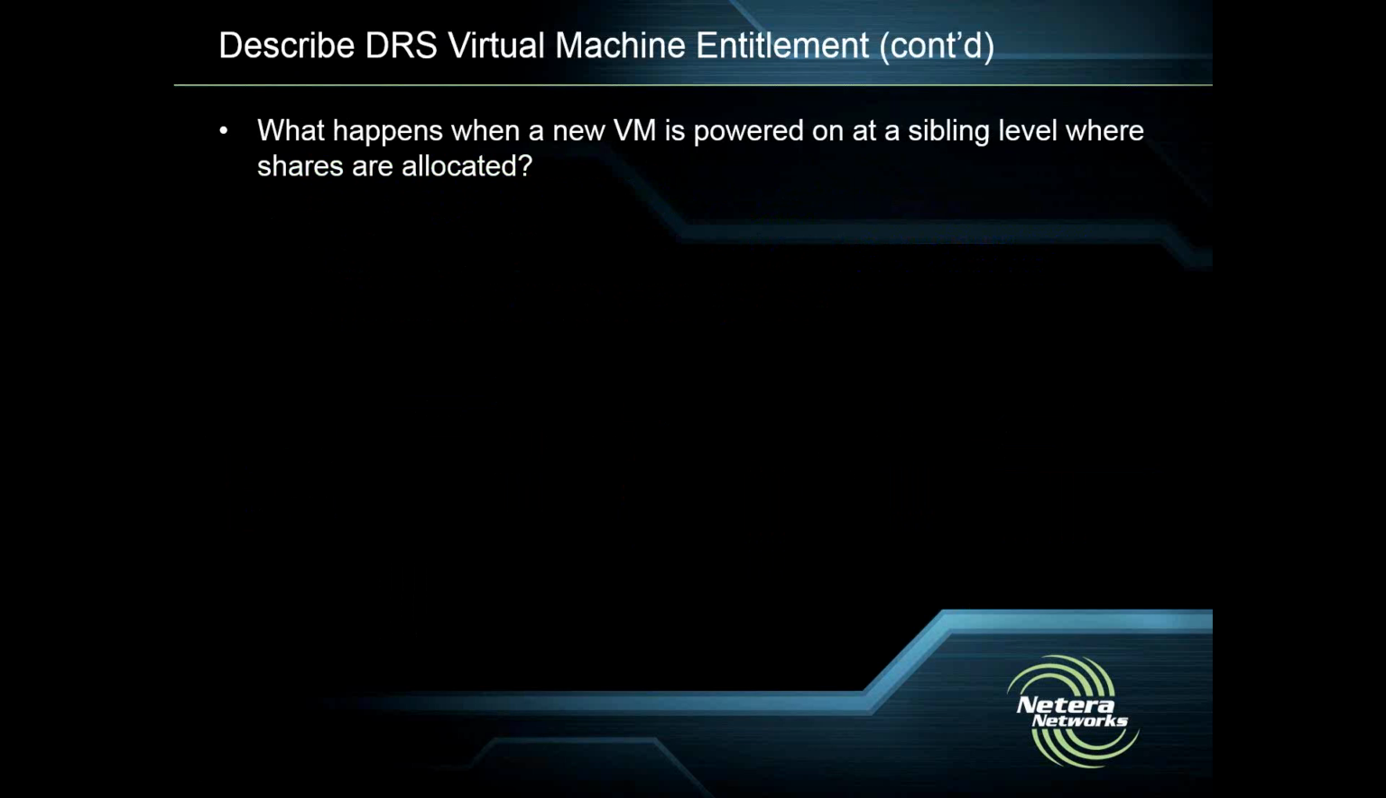So a few quick questions. We'll just run through and see if we learned anything. What happens when a new VM is powered on at a sibling level where shares are allocated? And remember, even if you don't explicitly configure shares, there are default shares: normal, low, and high. So even when you don't configure those explicitly, they're still there.